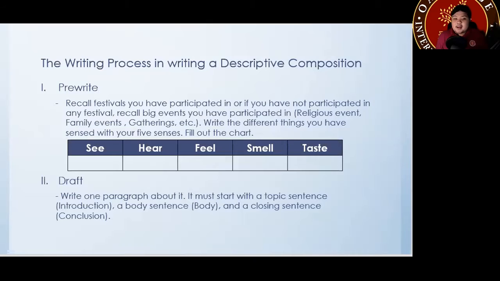Next, it's going to have body sentences, which would be the body of your paragraph. They talk about the things that your senses felt: all of the things that you've seen, heard, felt, smelled, and tasted. Next, you're going to have a closing sentence, a conclusion. You're going to tell the readers how you feel about the topic. That's what you're going to be doing in your draft.